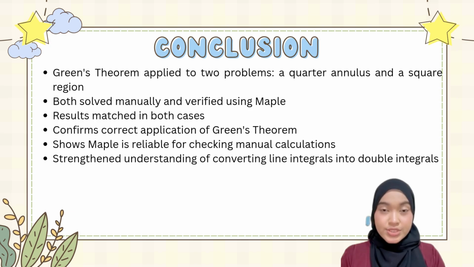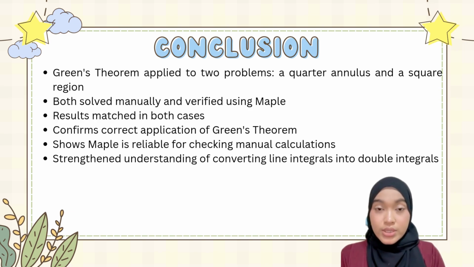To conclude, Green's theorem was applied to two problems, a quarter annulus region and a rectangular region. Both were solved manually and then verified using Maple, and in both cases the results match. This confirms that Green's theorem was applied correctly and shows that Maple is a reliable tool for checking manual calculations. Overall, this assignment strengthened our understanding of how line integrals can be converted into double integrals using Green's theorem.